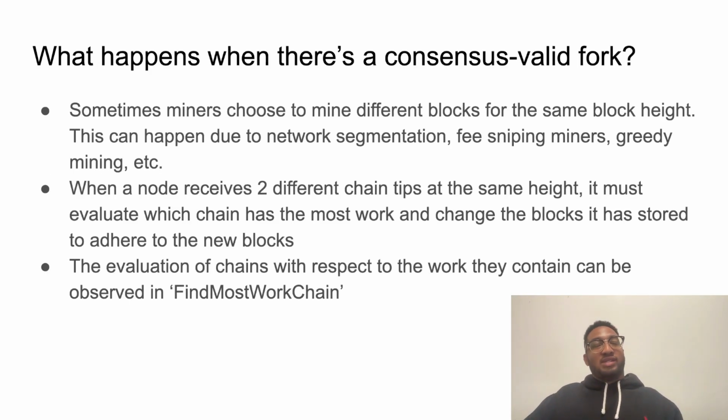So what happens when there's a consensus valid fork? Sometimes miners choose to mine different blocks for the same block height, and like I was talking about again, this can happen due to network segmentation. You could also have fee sniping miners. I mine a block, and Squidward says, wow, that block has a lot of fees to it. I want to go and steal it and mine it for myself. And he does that, and he mines the next block faster than I can. That can happen. Yeah, or greedy mining.